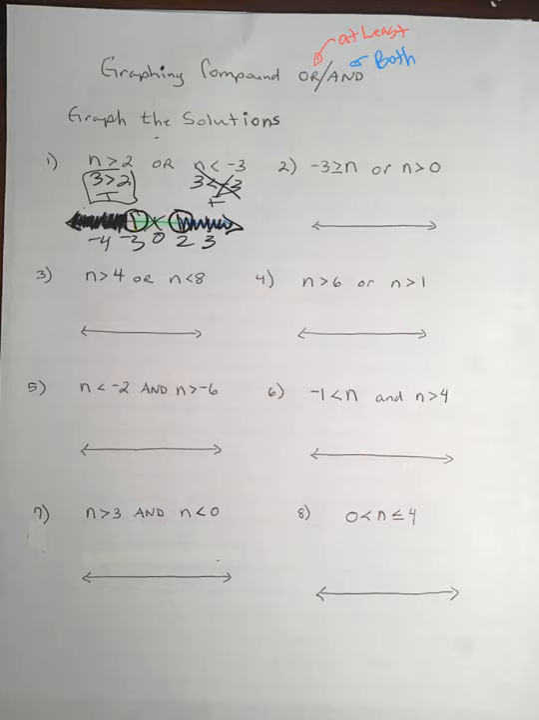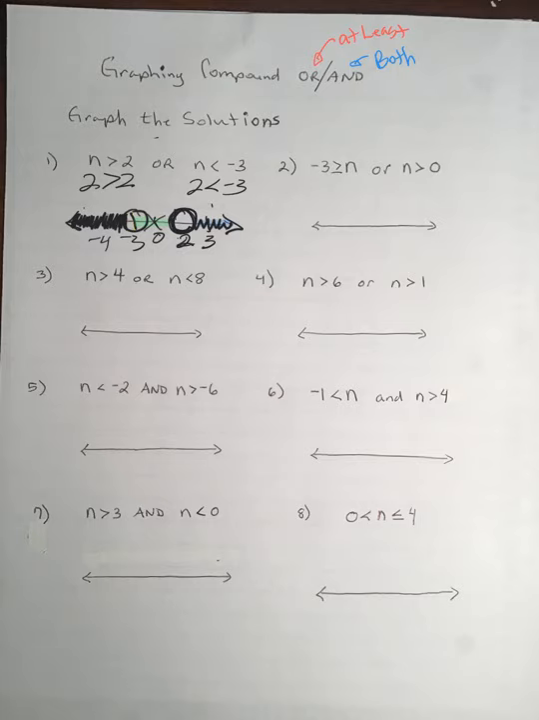The reason why those are open circles is because if you look at the number 2, let's test the number 2. Is 2 bigger than 2? Nope. Is 2 smaller than negative 3? No. 2 does not work for any of them, so 2 is not shaded because it's not a solution, right?